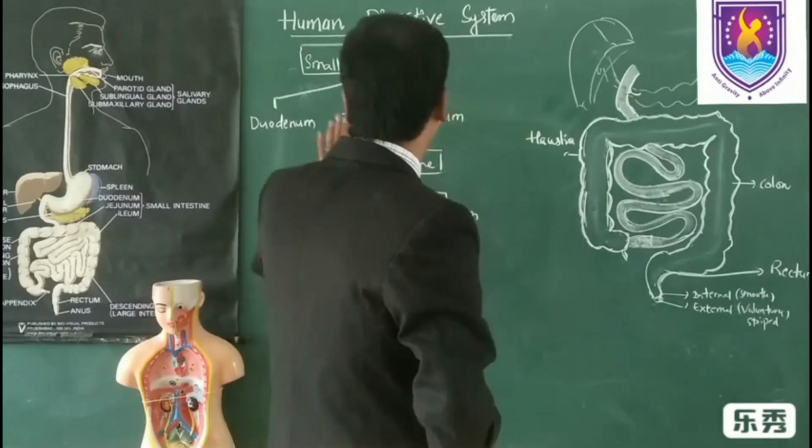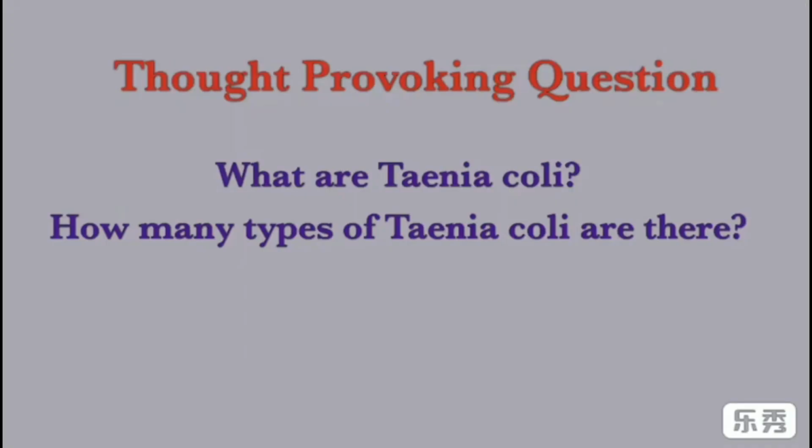So this is regarding the small intestine and large intestine. What are taenia coli? How many types of taenia coli are there?